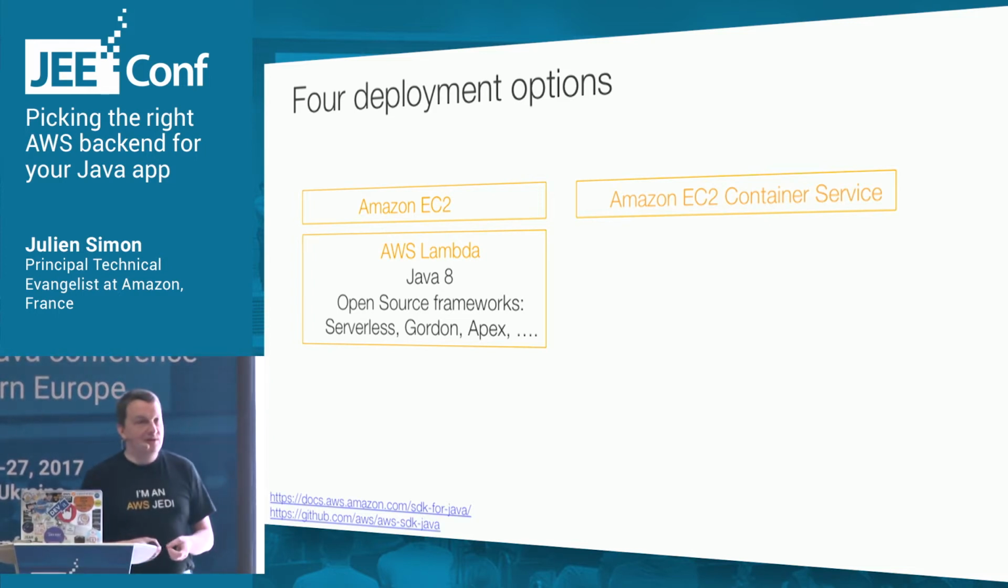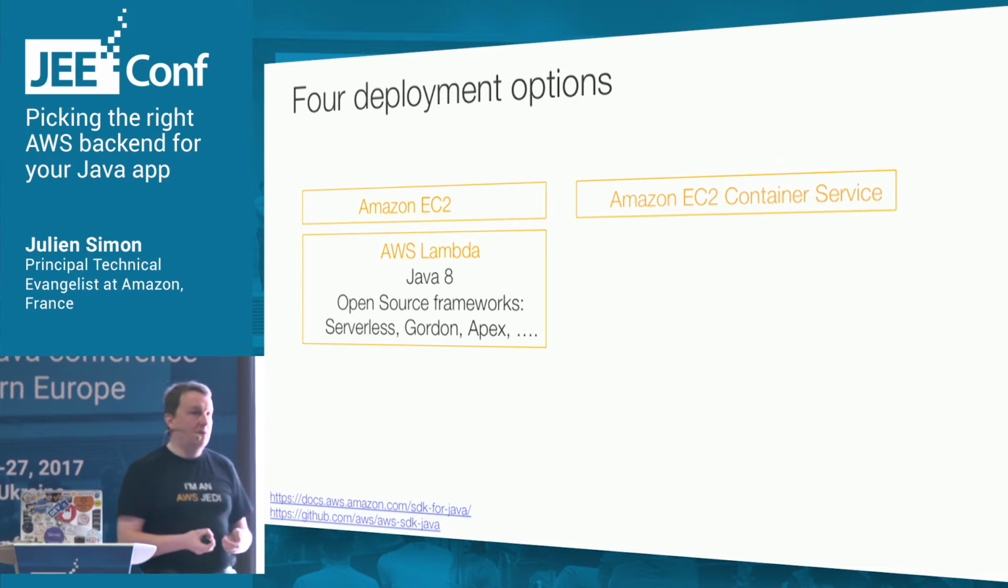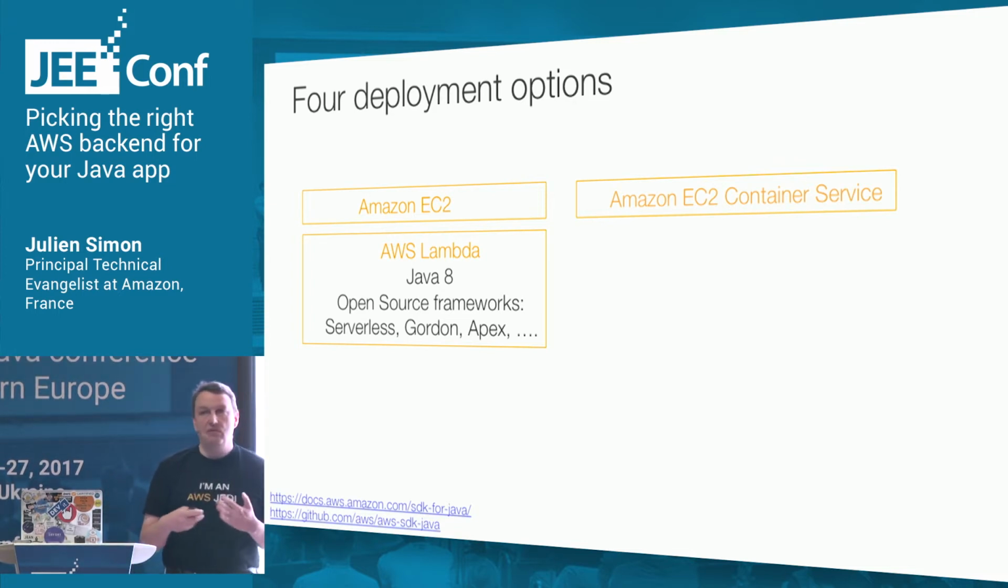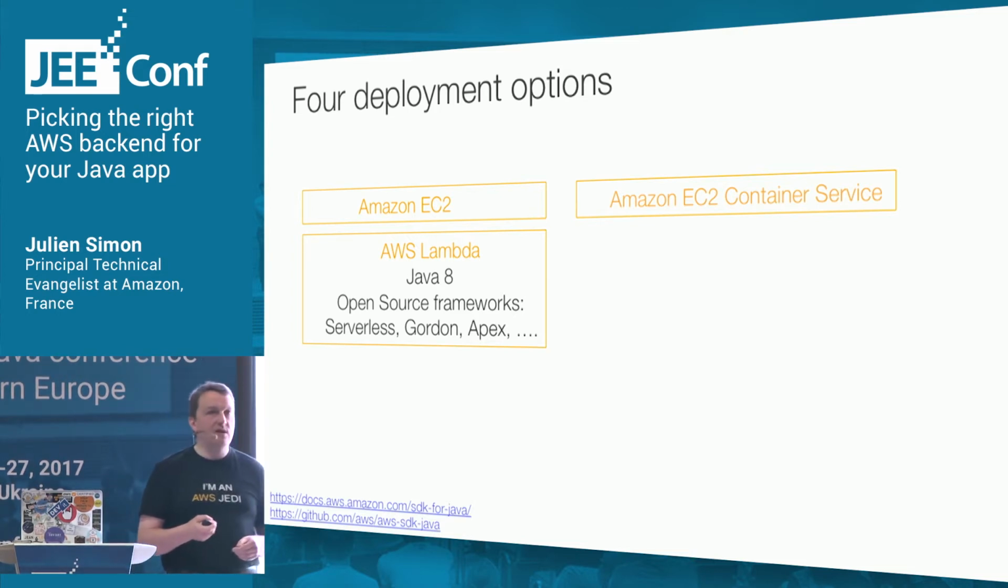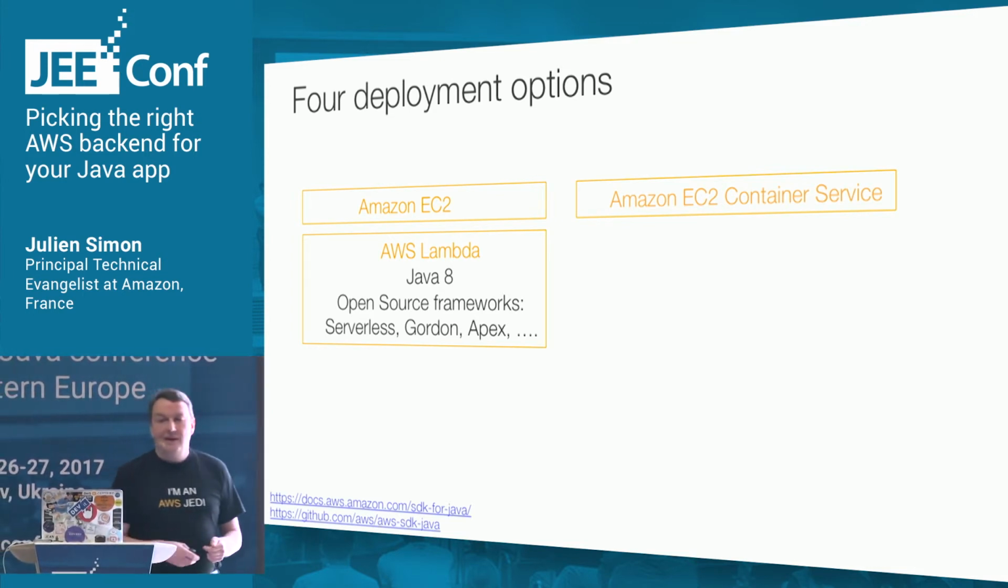The second one is to use Docker containers. We have a service called Amazon ECS, which allows you to manage Docker clusters and schedule containers on those clusters. Anyone using ECS? Okay, all right, pretty cool, thanks.